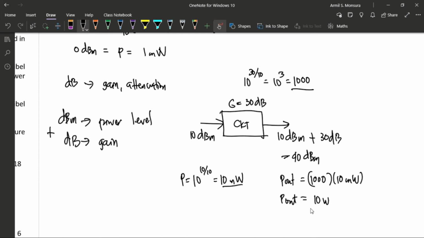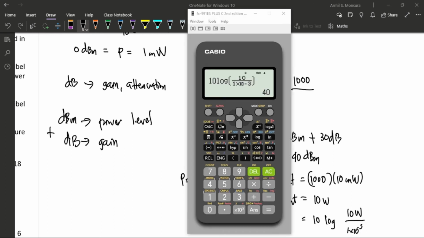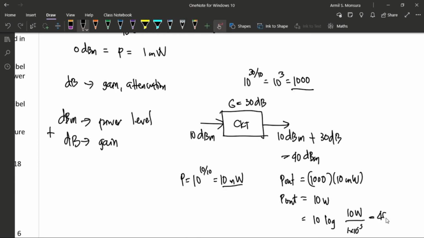Now, when you convert this power output to dBm, that is 10 logarithm of 10 watts divided by 1 times 10 raised to negative 3. That should give us 40 dBm. So that is what we got here. So that's how it works actually.